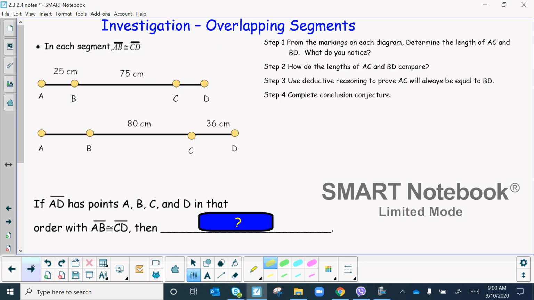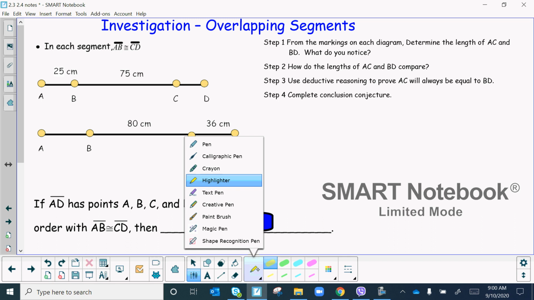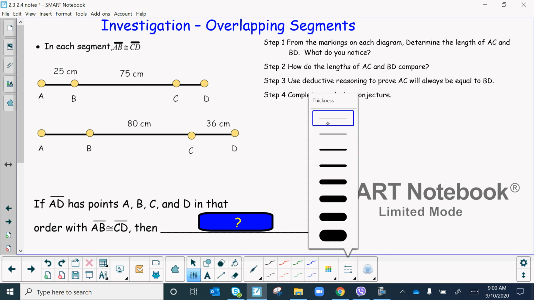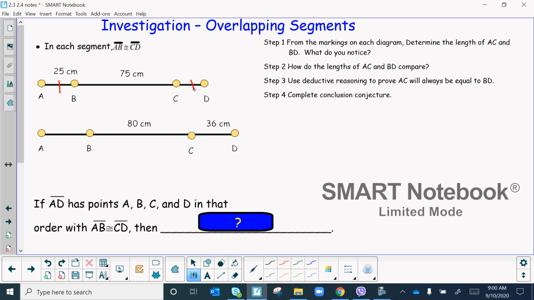Okay, let's do this one last investigation about deductive reasoning. So it says in each segment, AB is congruent to CD. AB to CD. Here's another one, same thing. AB to CD. All right, so we have that. And there's a bunch of points that are collinear. So step one over here, it says from the markings in each diagram, determine the length of AC and BD.